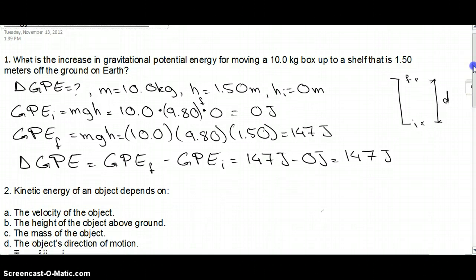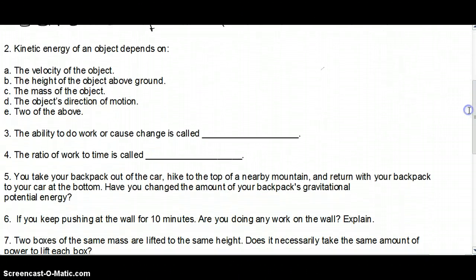Now, next question. Kinetic energy depends on the velocity of an object, right? Because I know that kinetic energy is half mv squared. So, velocity of an object, yes. The height, not really. The mass of an object, yes. And the direction of motion, nope, not really. So, 2 of the above is the correct answer.